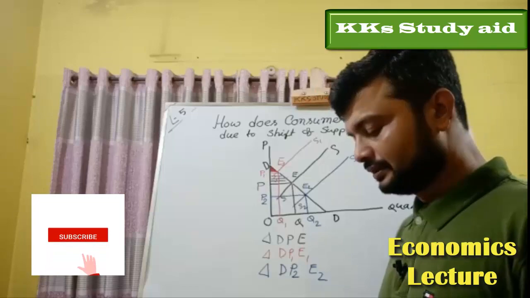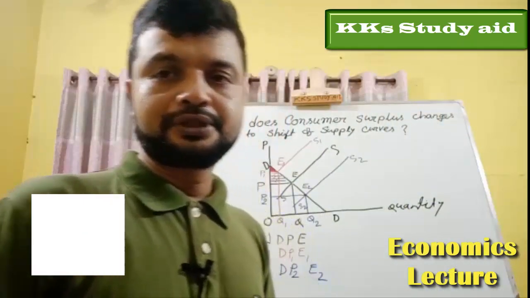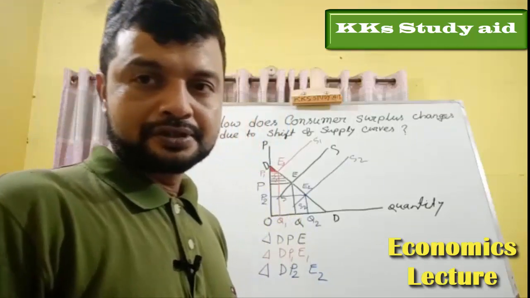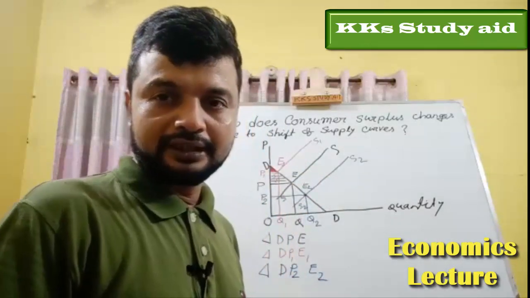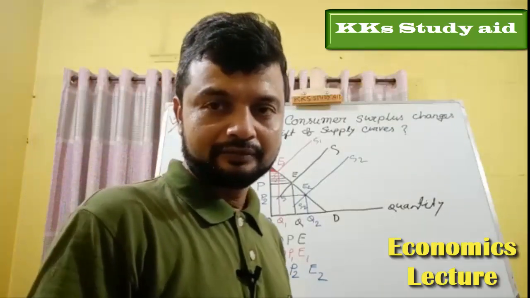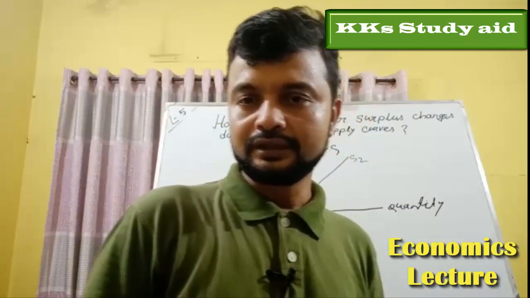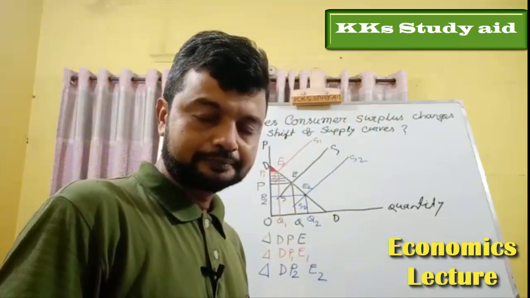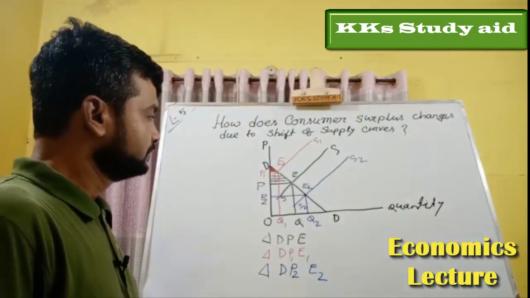So this is the matter of how consumer surplus changes due to changes in the supply curve. It may shift upwards or it may shift downwards. Whatever it is, there will be a change in consumer surplus. So my dear friends, I think that you have got the idea about consumer surplus, when it decreases and when it increases due to shifts of the supply curve. Now, can I take a review of this class? Just see the matter here.